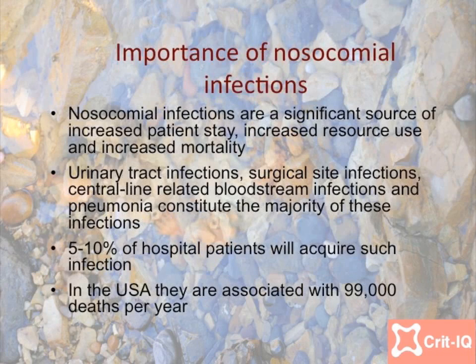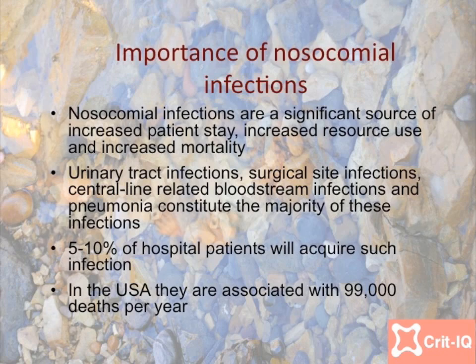So why are nosocomial infections so important and why do we need to consider them? Well, nosocomial infections cause increased patient stay, increase the number of resources needed to look after these patients, and they also lead to increased mortality. The commonest sites for nosocomial infections include the urinary tract, surgical wounds, bacteremias related to central lines and even peripheral lines, and also pneumonia.